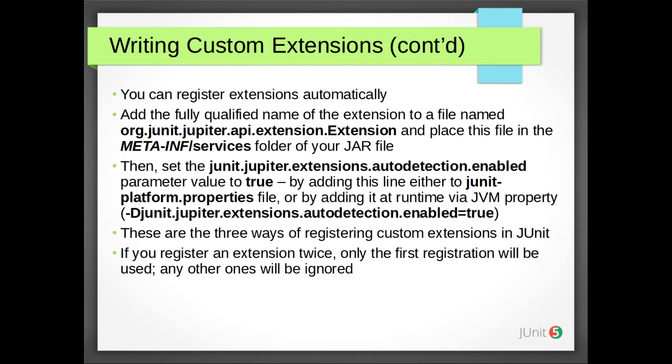In order to do it, add the fully qualified name of the extension class to a file named org.junit.jupiter.api.extension.Extension and place this file in the META-INF/services folder of your jar file. It will be picked up from there, and what you will include there will be registered automatically as an extension.